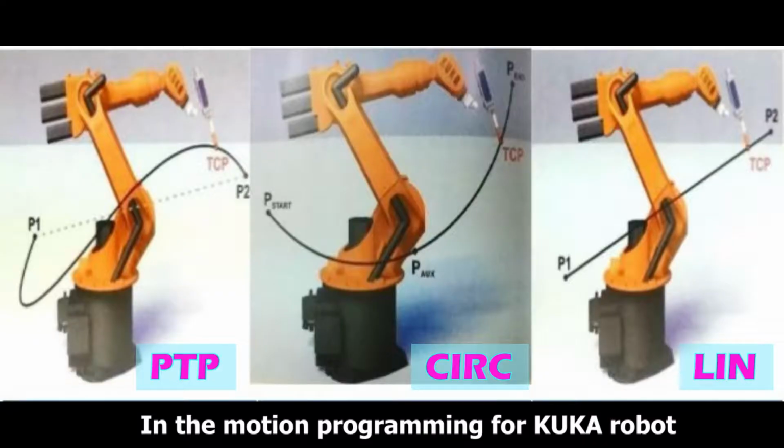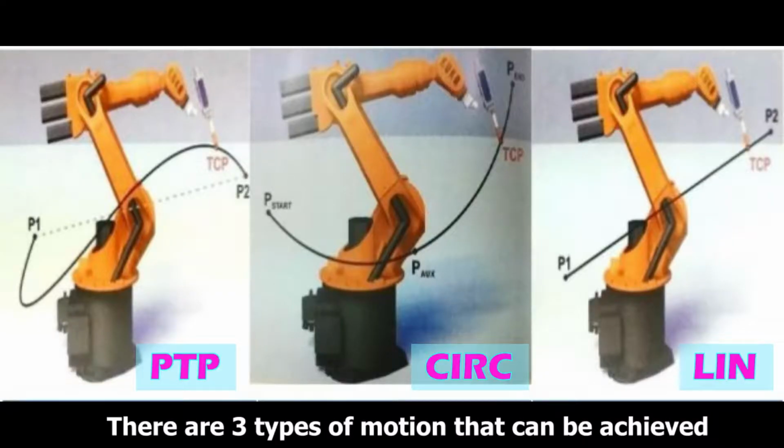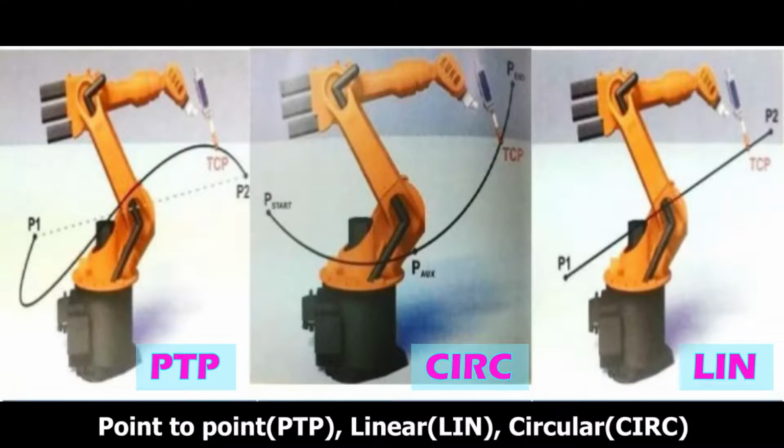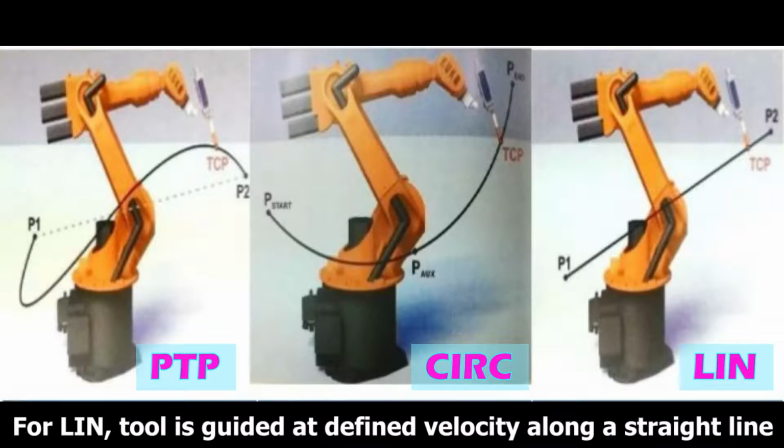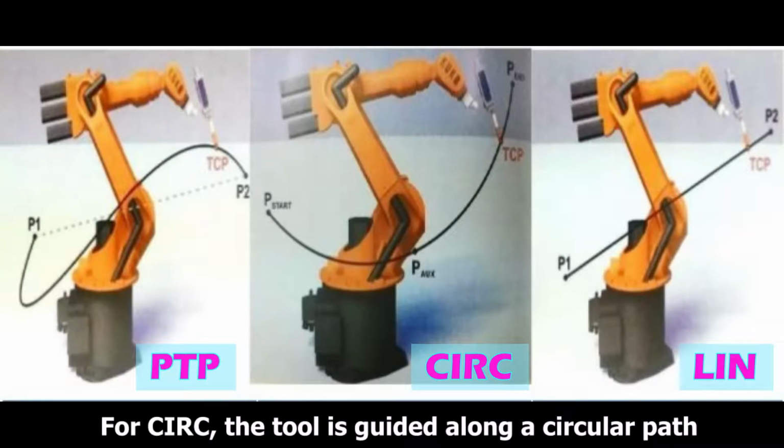In the motion programming for KUKA robot, there are 3 types of robot motion that can be achieved, which are point-to-point, PTP, linear, LIN, and circular, CIRC. For PTP motion, the tool is moved along the quickest path to an endpoint. For the LIN motion, the tool is guided at a defined velocity along a straight line. For the CIRC motion, the tool is guided at a defined velocity along a circular path.